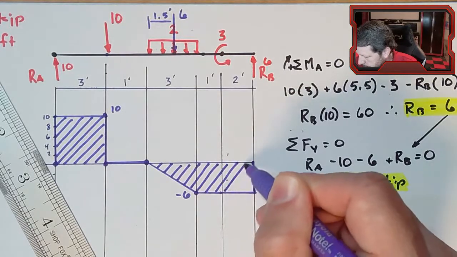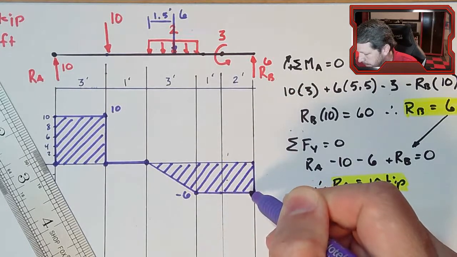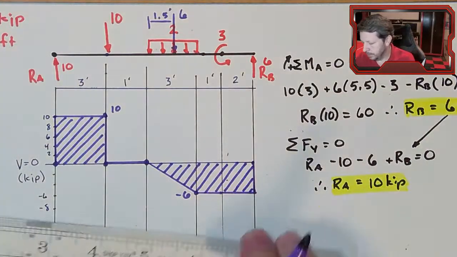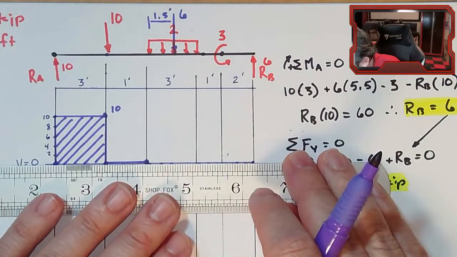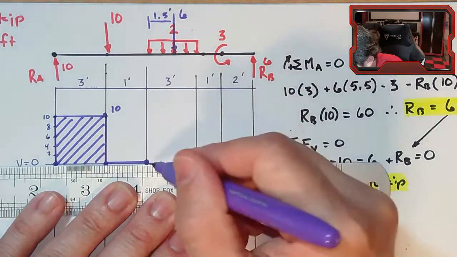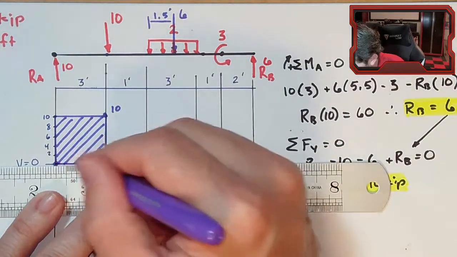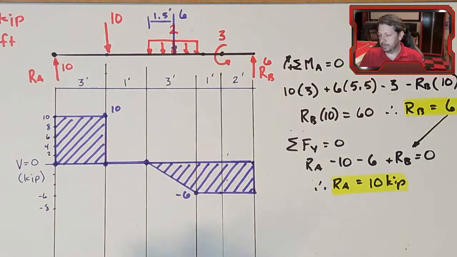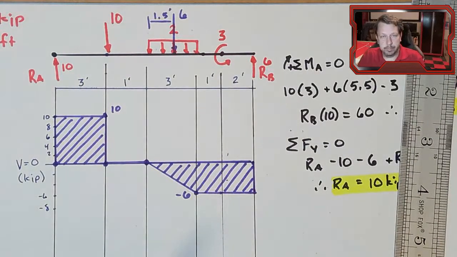And we don't use it very often as far as modes of failure. Normally the shear force is not going to be the way that these things fail. But we need this diagram in order to construct our bending moment diagram.